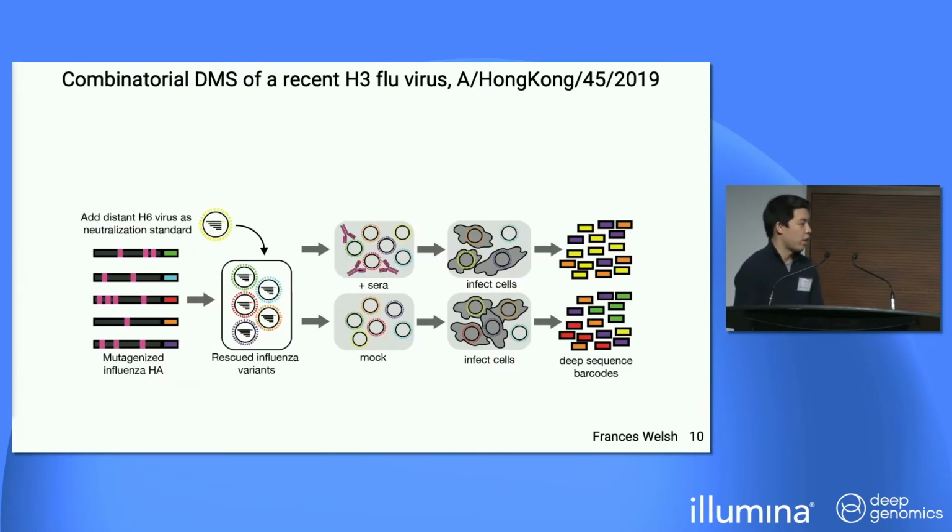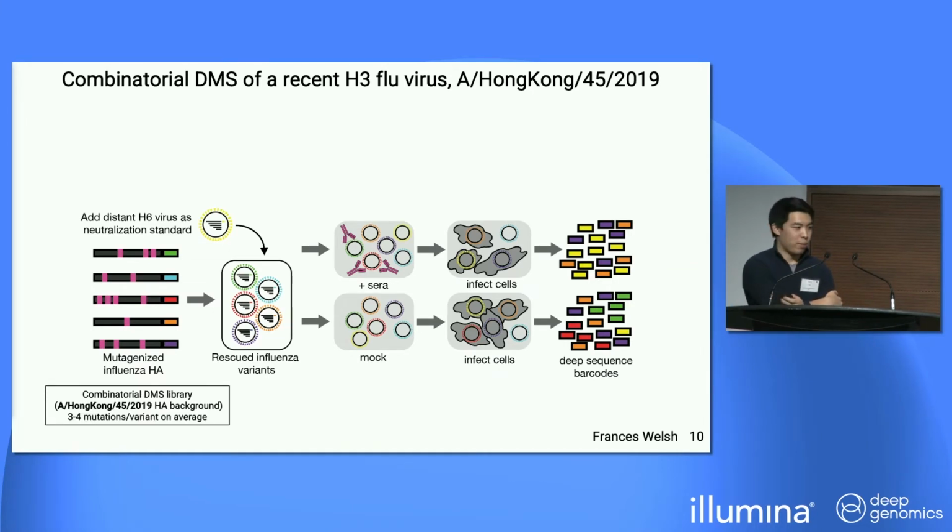Okay, so now we can actually talk about actual experiments. The first experiment we did was making a combinatorial DMS library in the background of a recent H3 flu virus. This was the Hong Kong 2019 variant. And we had 3 to 4 mutations on average in our library in this Hong Kong 2019 background.